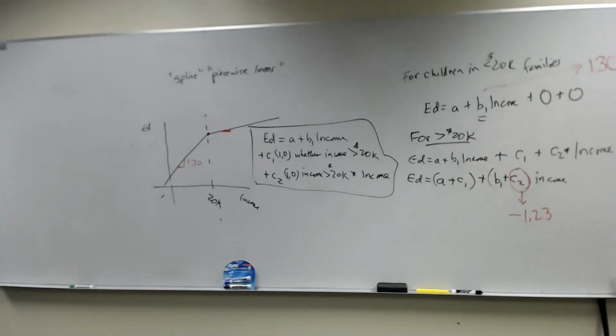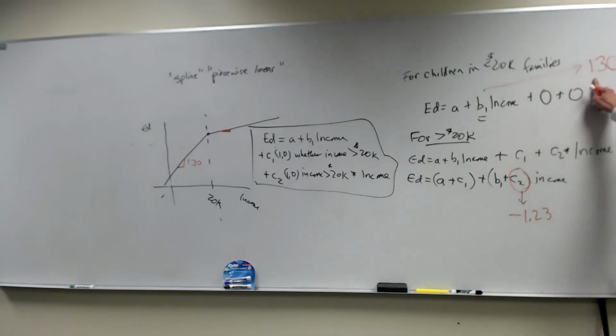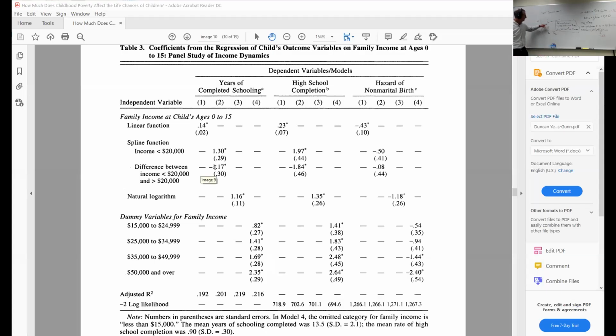So we're just looking at the spline functions, right? The first coefficient is 1.30. That's the under 20,000 slope. And then the difference between the under and over 20,000 is minus 1.23. So this is 1.23, but this is the difference, 1.30 minus 1.23.